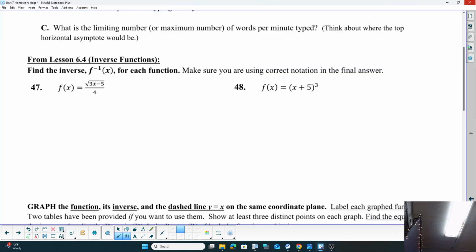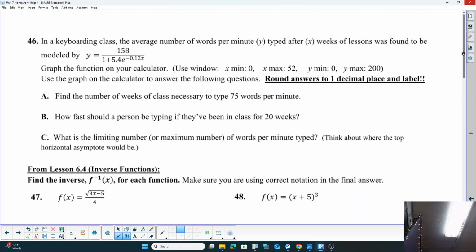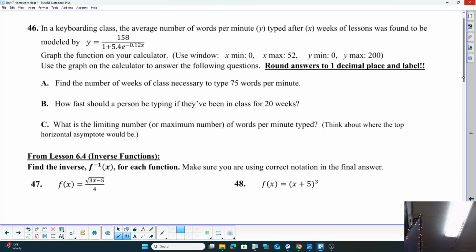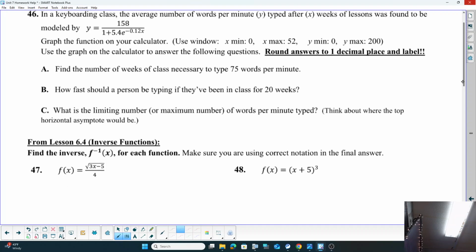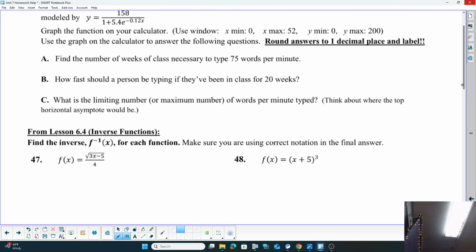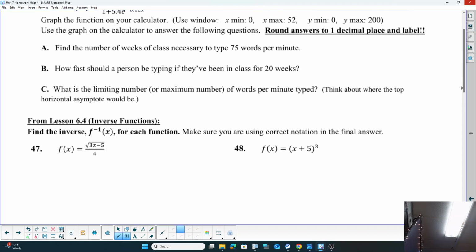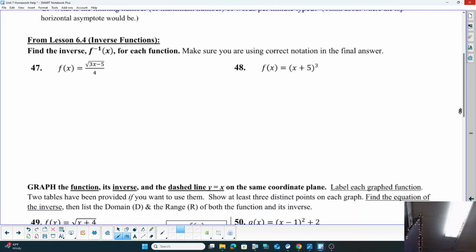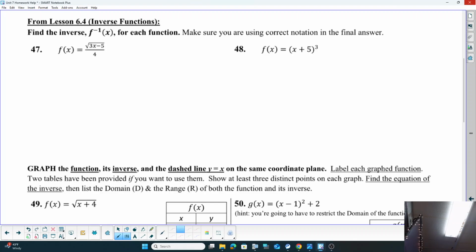So let's take a look there at our practice test to finish this off. So averaging typing words per minute. Use your graphing calculator for the following questions. Find the number of weeks in class to type 700 words. How fast should a person be typing if they've been in class for 20 weeks? What's the linear number? Words per minute? Yeah, so I want you to try that one on your own. You got to try one of them on your own.